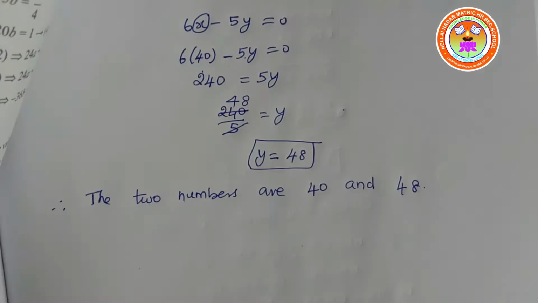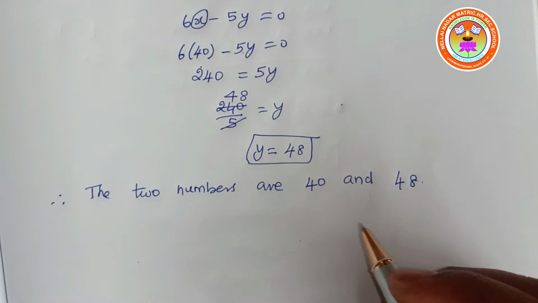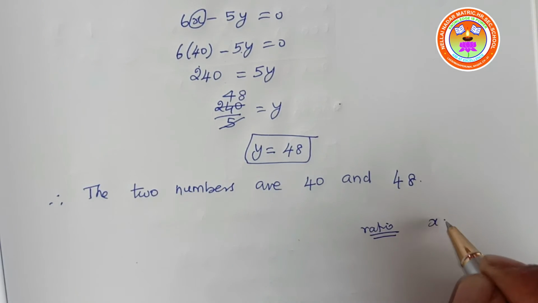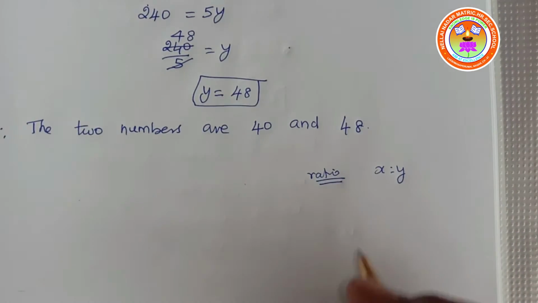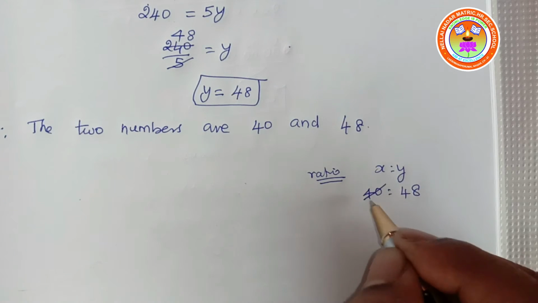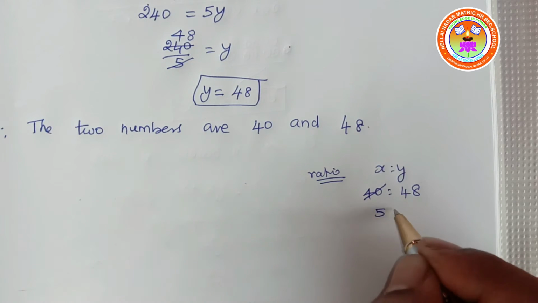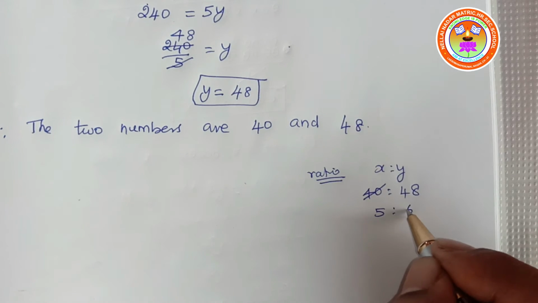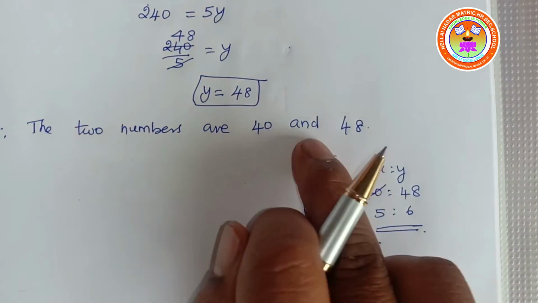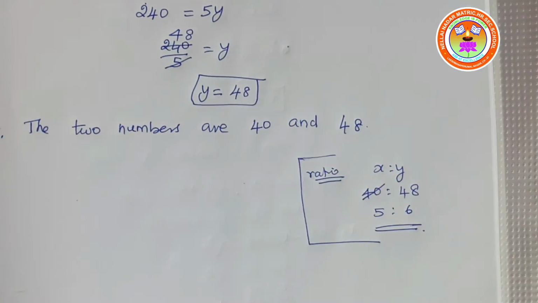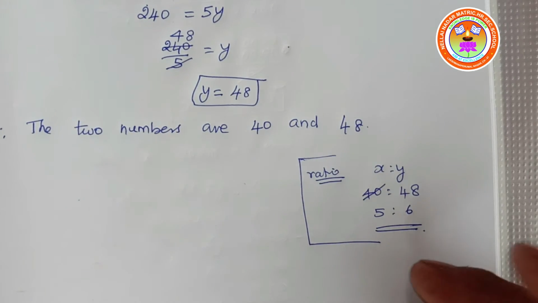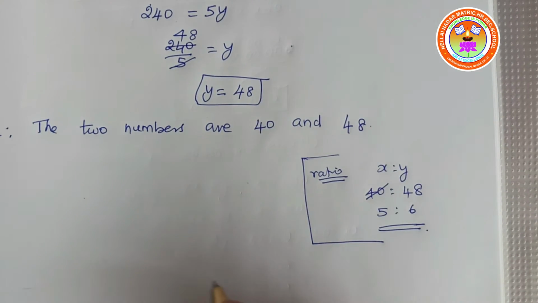See children, this is the solution. Suppose they ask in ratio. If it is ratio means x is to y will take. So 40 is to 48. Okay, so 8 5s are 40, 8 6s are 48. So this is in ratio. They ask, you can write children, otherwise no need. Only the two numbers they ask, so two numbers. Additionally, they ask ratio, you have to write like this. It's clear children? So we have completed question number 5.